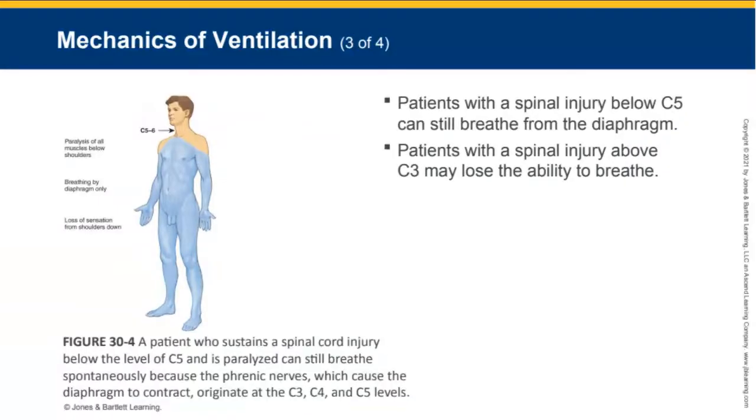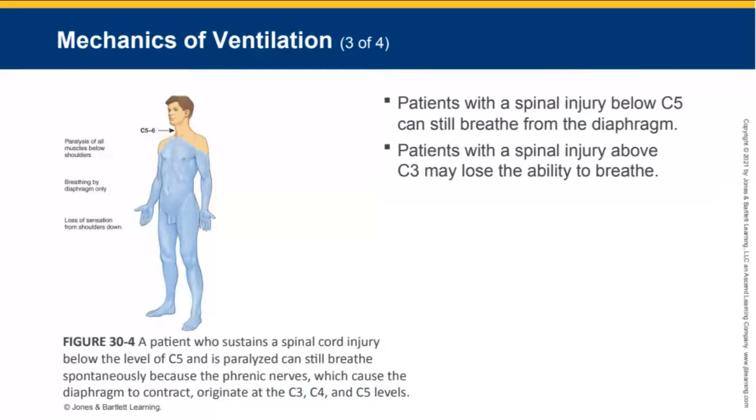Quadriplegia would be paralysis of all 4 extremities. Hemiplegia would be paralysis of half of the body. Half of the body is paralyzed. And paraplegia is paralysis from the waist down.